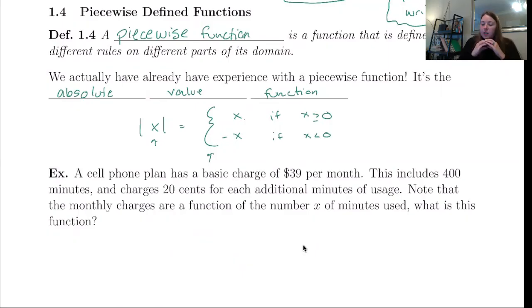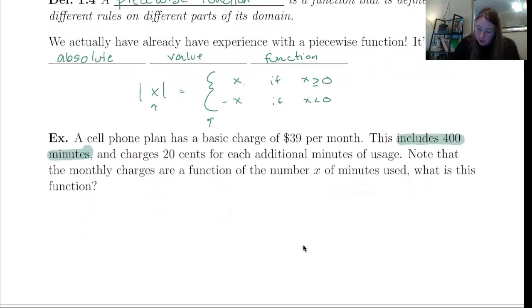So you're going to pay $39 per month no matter how many minutes I use, as long as it's under 400. And that's when you need to be careful about what the problem is saying. This includes 400 minutes, so I can talk for 400 minutes, including 400, right? Remember how here I have x is greater than or equal to 0, or x is less than 0. That inclusivity is very important. And it charges 20 cents for each additional minute of usage. Note the monthly charges are a function of the number of minutes x used.